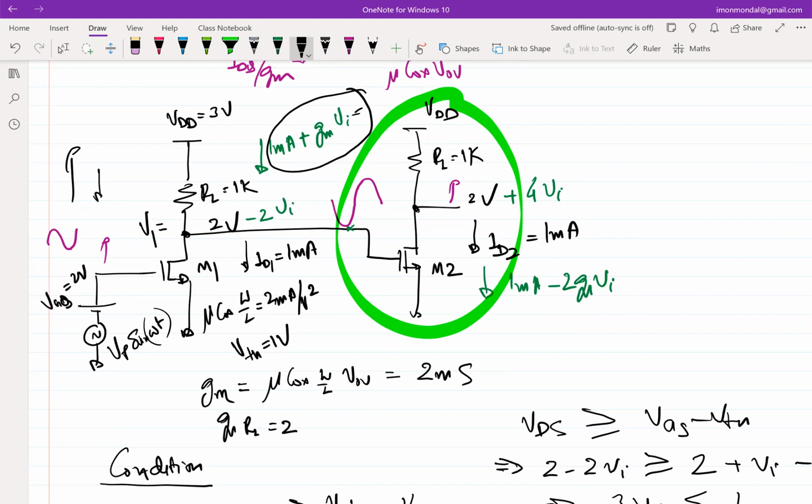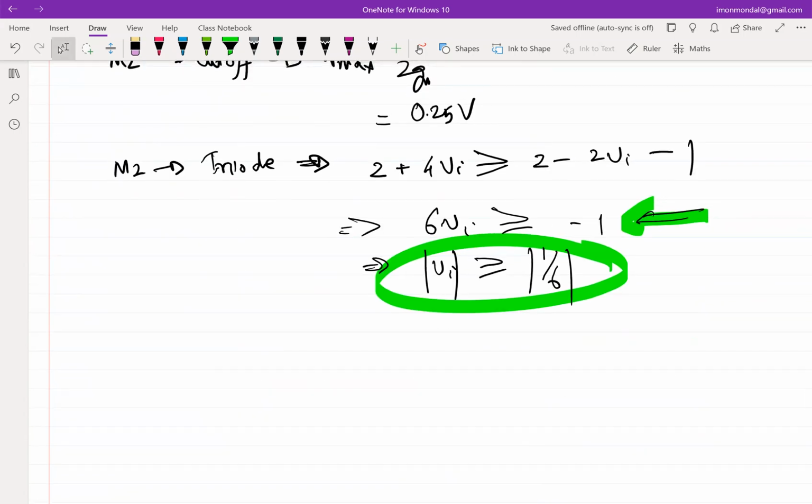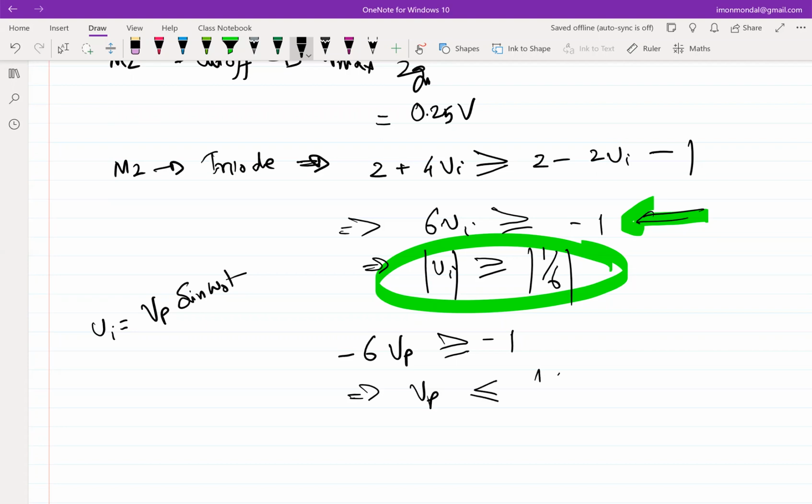Right. So when VI is going low, the gate of M2 is going high. At that time, this is getting low. So under that condition, your M2 is getting out of saturation. Which essentially means that I am looking at the negative part of the sinusoid as far as the input is concerned. So strictly mathematically, this condition should be minus 6 Vp if Vi is Vp sin omega naught t, is greater than minus 1, which means Vp has to be less than or equal to 1 by 6.